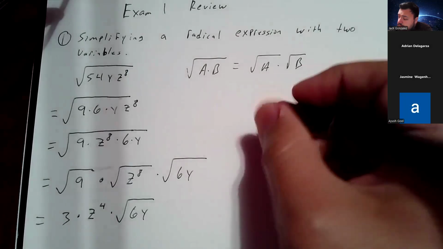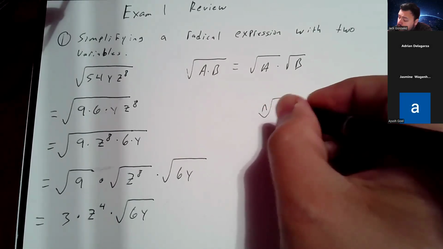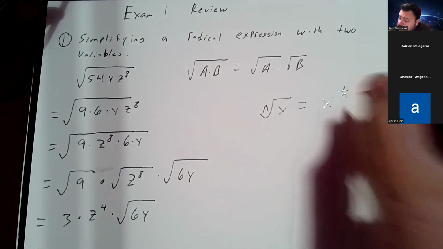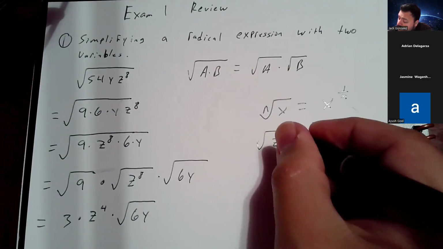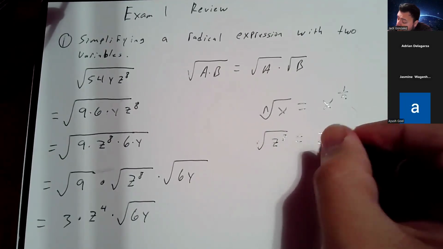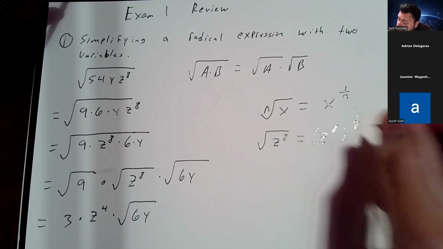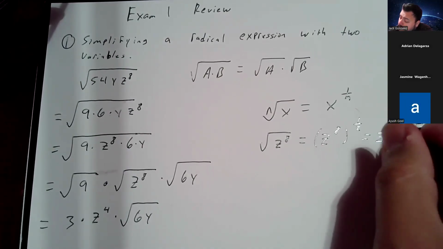And the reason that happens, right? Because remember, the nth root of any number is equal to that number to the fractional power. So square root of z to the 8 means z to the 8 to the 1/2. 8 times a half is why it's cut in half.